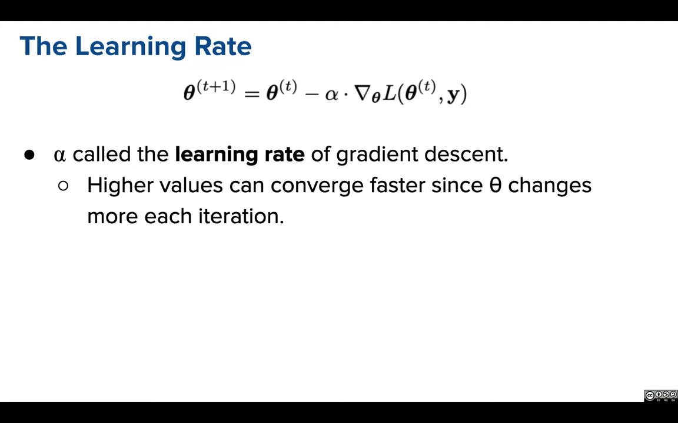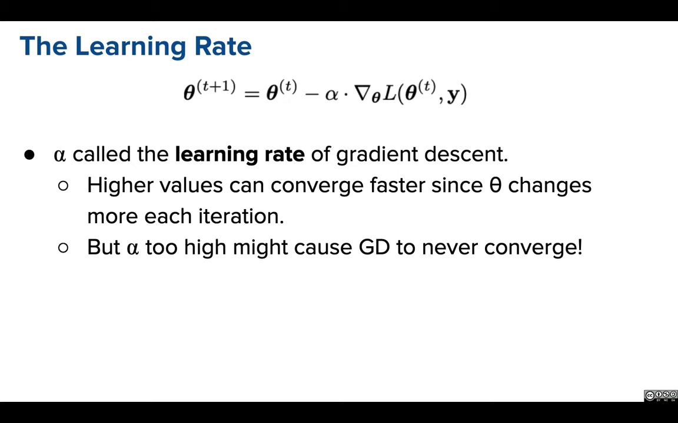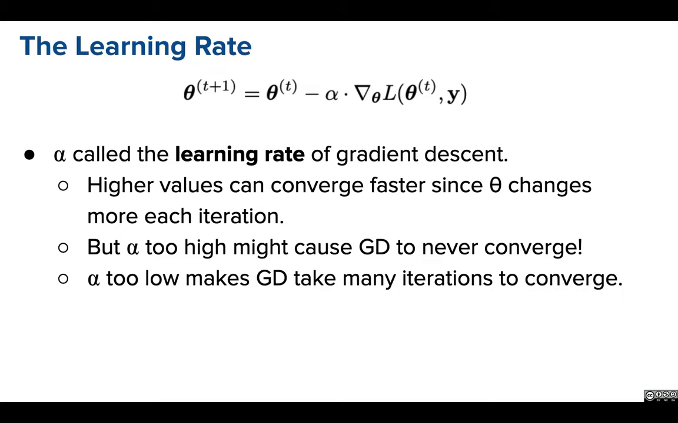So if you set alpha to be a higher value, you're going to take a bigger jump, right? You're going to move theta more at every time step. In theory, that will cause your gradient descent algorithm to converge in fewer steps. But if you set alpha too high, gradient descent may actually never converge. Okay? If you set alpha too low, gradient descent will take a long time to converge because you're not going to move theta too much at every time step. Okay, so let me show you what happens.